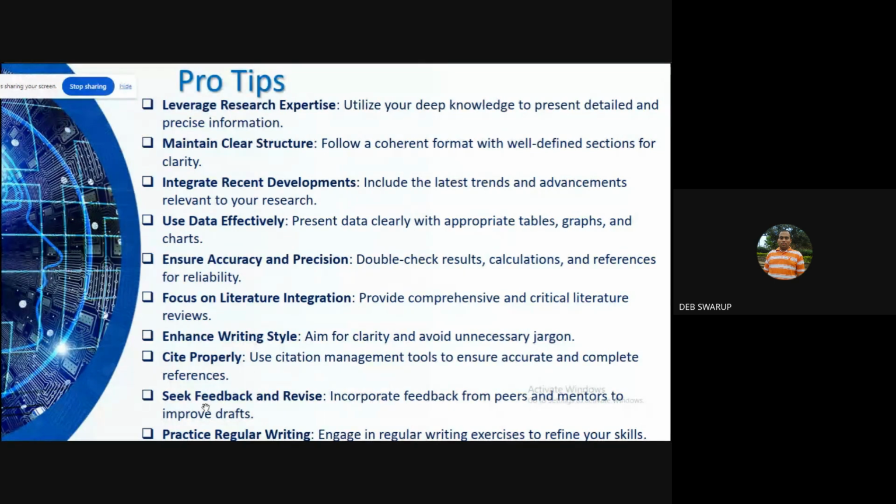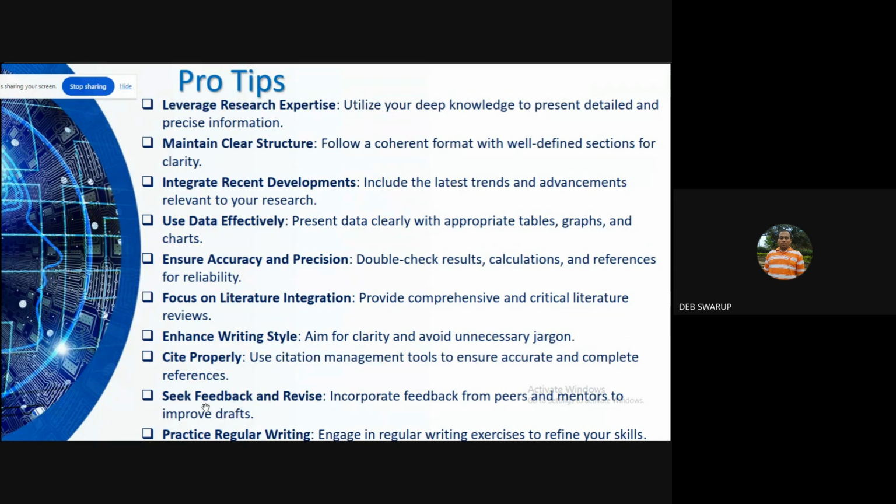So find your area of interest, and see whether your area of interest requires mandatory hardware modeling or not. Some areas do, some areas don't. So use that also. Then use data effectively. Checking the pre-analysis of data is very important. So try to understand how the data in the plots should be represented and explained. Then ensure accuracy and precision.